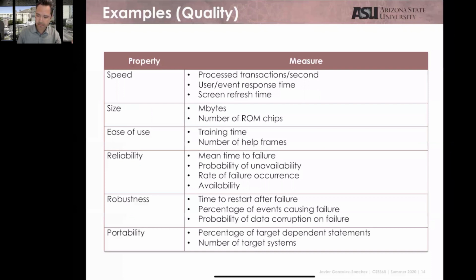Speed, related with the CPU, related with how many times the user is going to wait for a result. In a video game, the refresh time that you want to use or that you should use. Size, megabytes, or well, hardware, embedded system, the measure can be circuits, whatever. Easy to use, training time. How many help messages do I need to read in order to accomplish something?